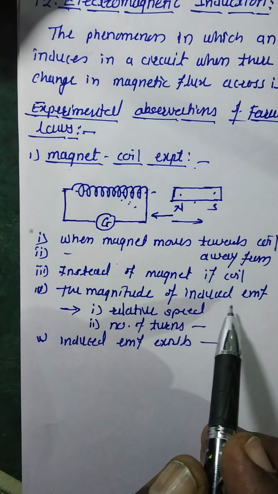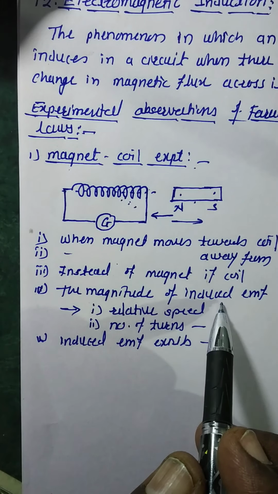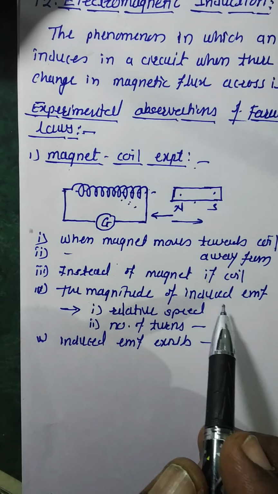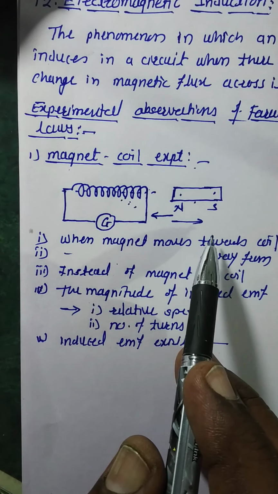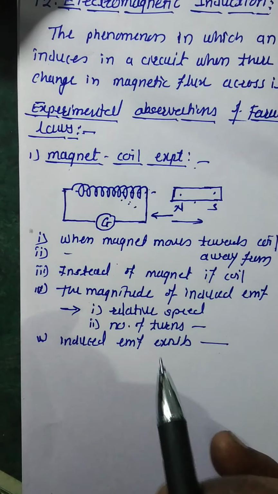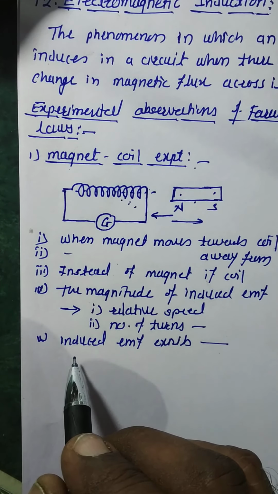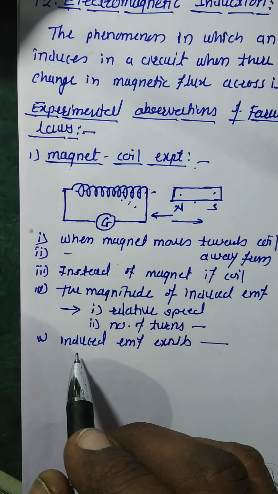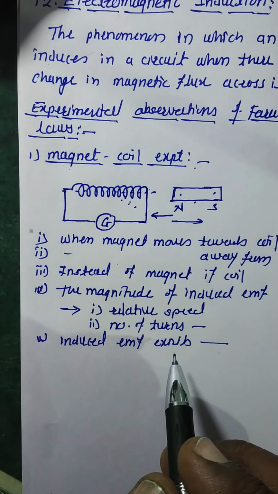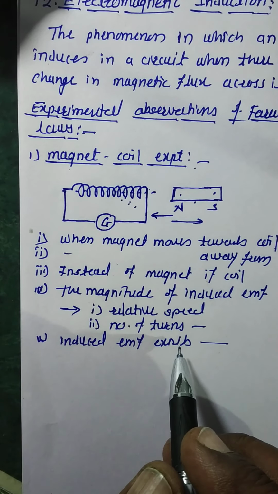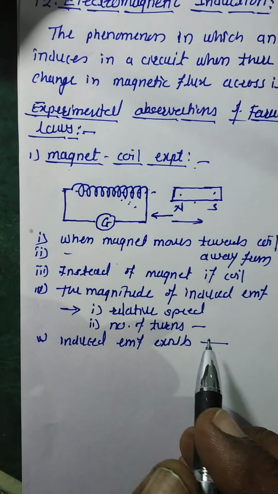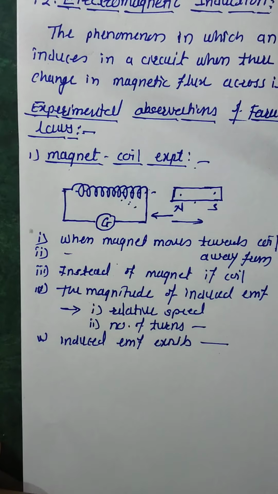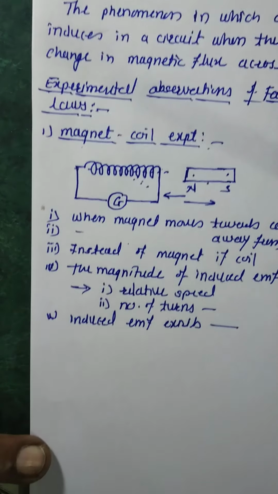The magnitude of induced EMF depends upon relative speed or relative motion of magnet and coil and number of turns in coil. One more, induced EMF exists only when there is change in magnetic flux linked with coil. हा जरा आपला पहिला एक्सपेरिमेंट.